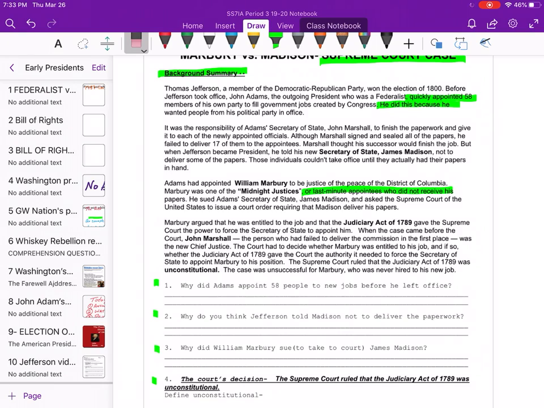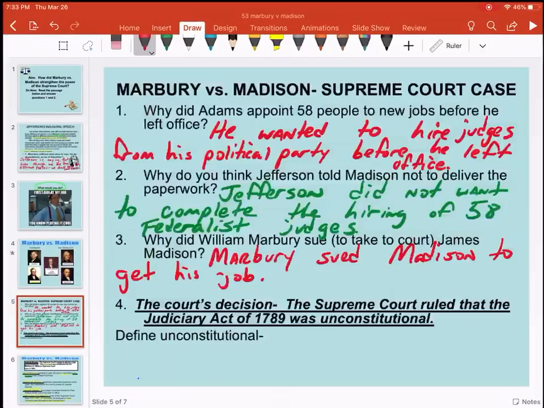Marbury was arguing that he was entitled to the job and that the Judiciary Act of 1789 gave the court the power to force the Secretary of State to appoint him. This is where things backfired on William Marbury. Not only does he not get his job, the Supreme Court decides that the Judiciary Act of 1789 was unconstitutional.